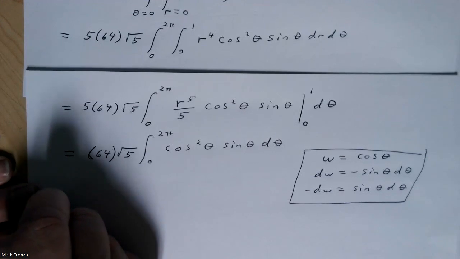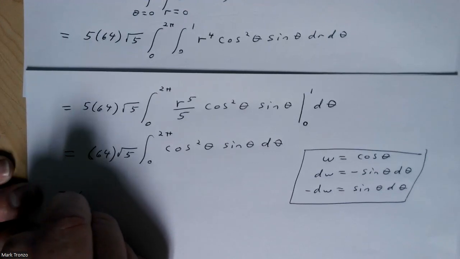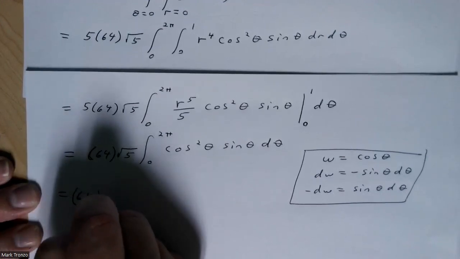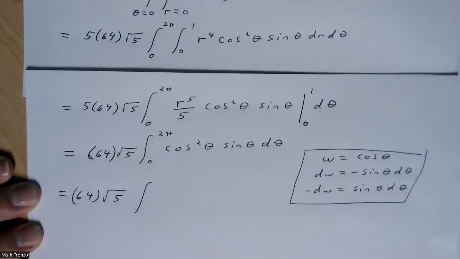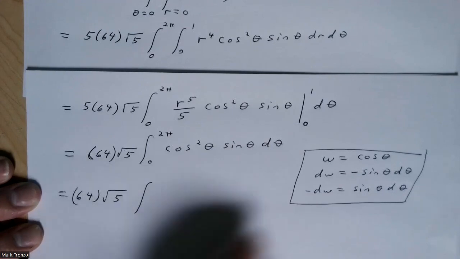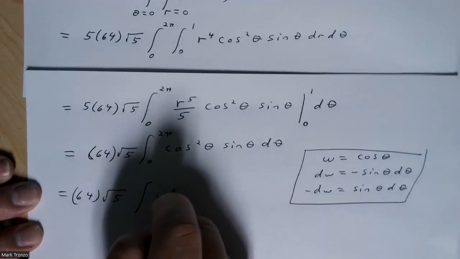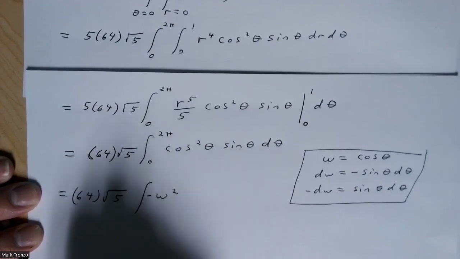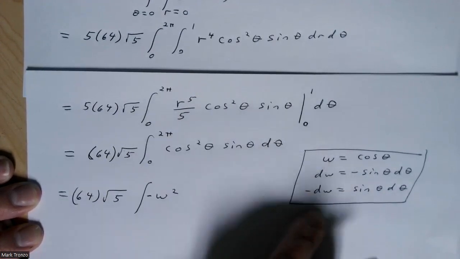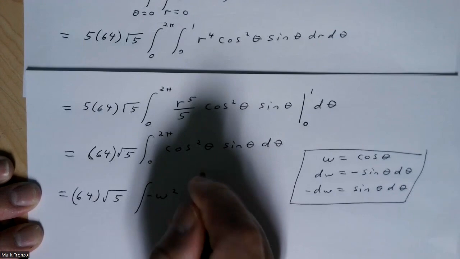And we substitute. I'll leave the bounds off temporarily. So it'll be w squared. Then it's going to be a negative, so I'll put that in front. We're going to put negative dw for this.